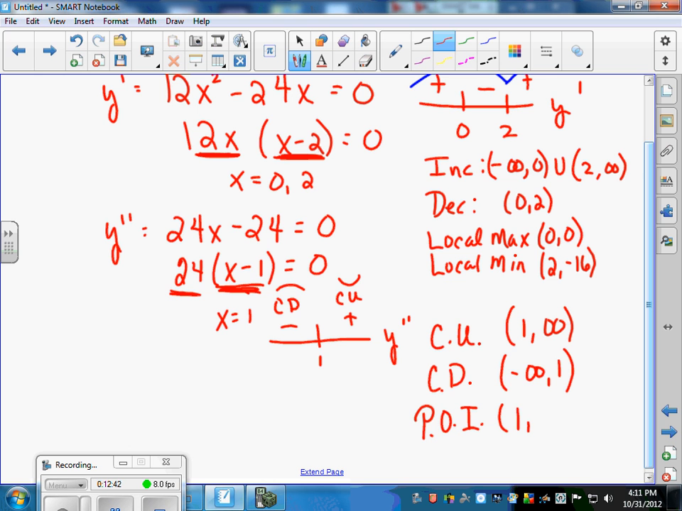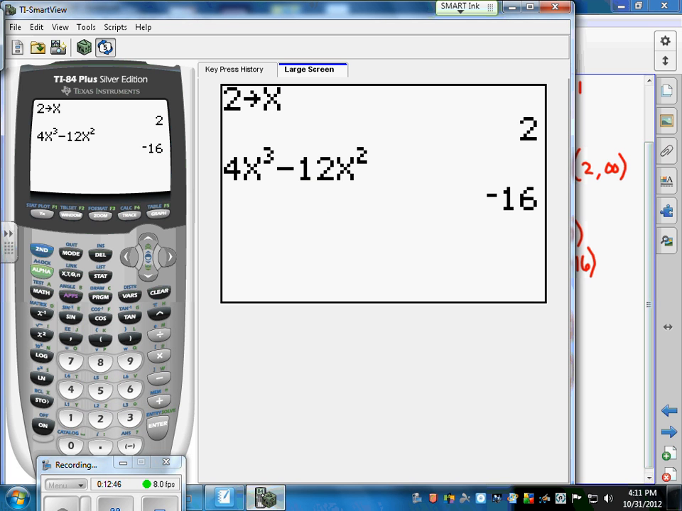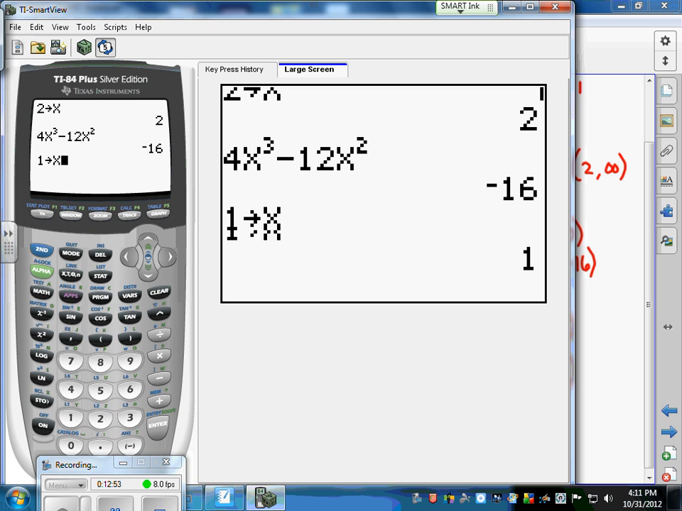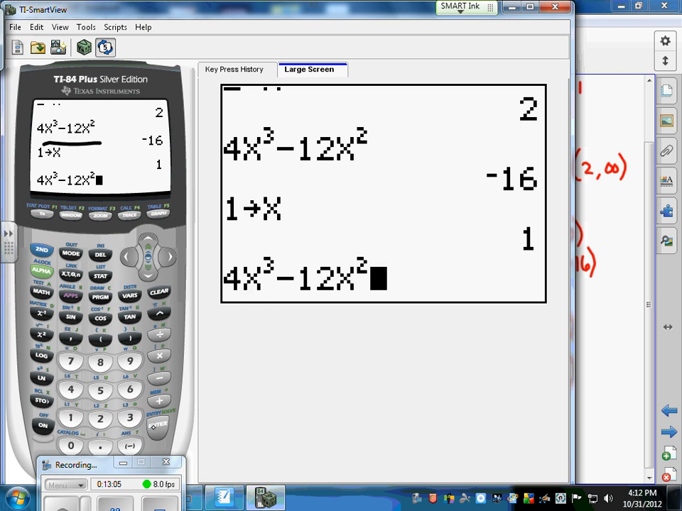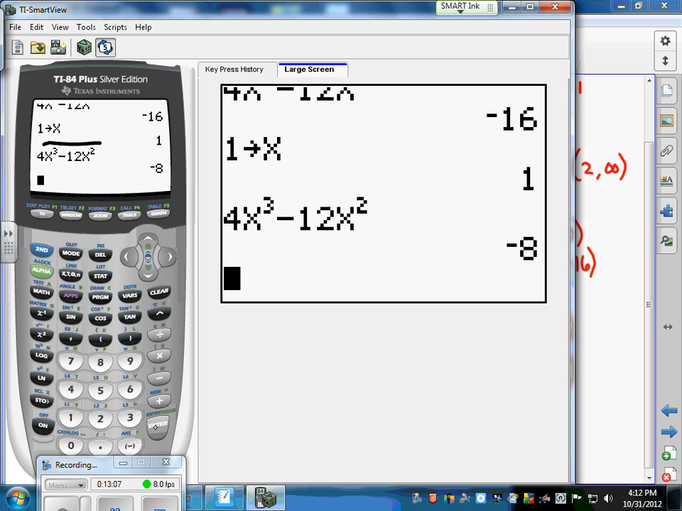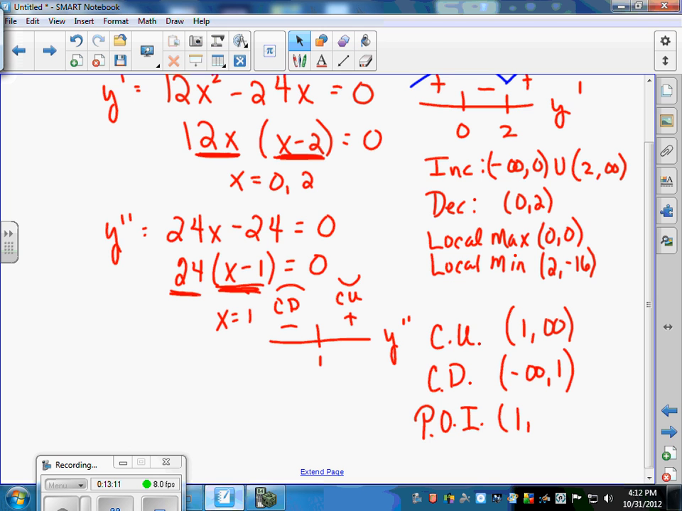Then I can put 1 back into the original equation. I know that's not hard to do without your calculator, but let's just quickly review some calculator usage. 1, store as x. Now I'd like to reuse this 4x cubed minus 12x squared. So rather than type that in again, push second and enter. That's not the line I want, so push second and enter again. And there it is. Now I can push enter, and I get negative 8. So my point of inflection was at 1, negative 8.